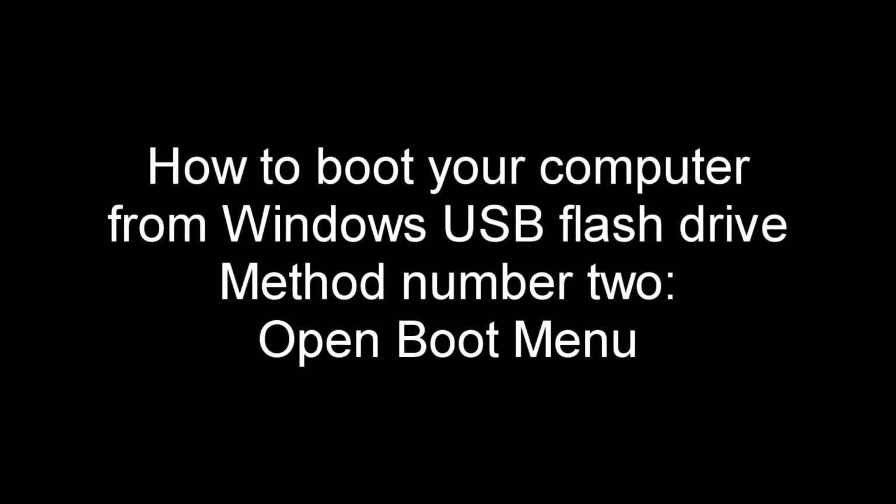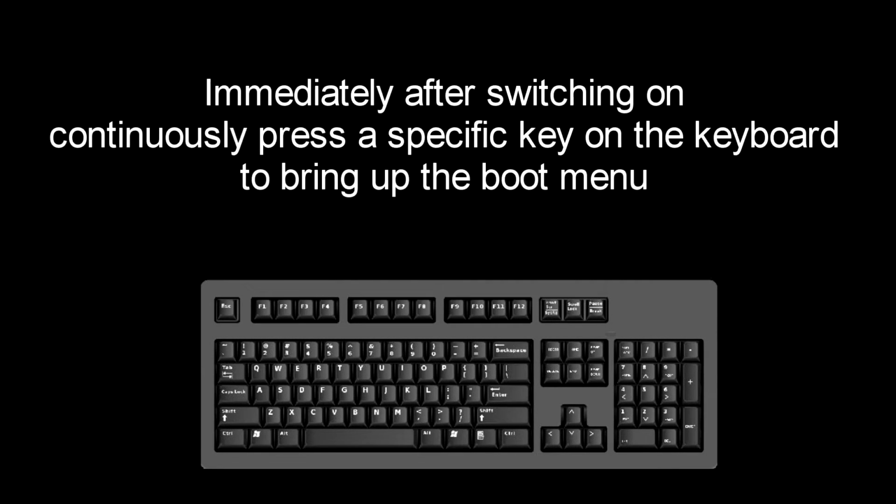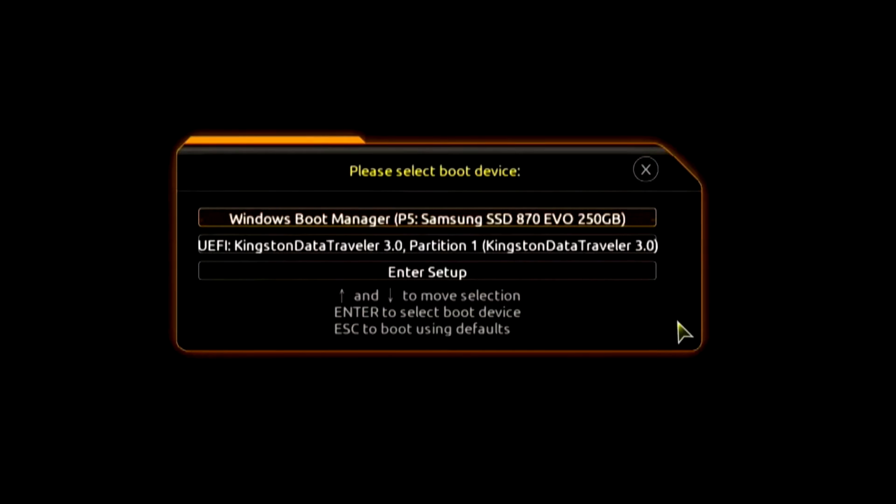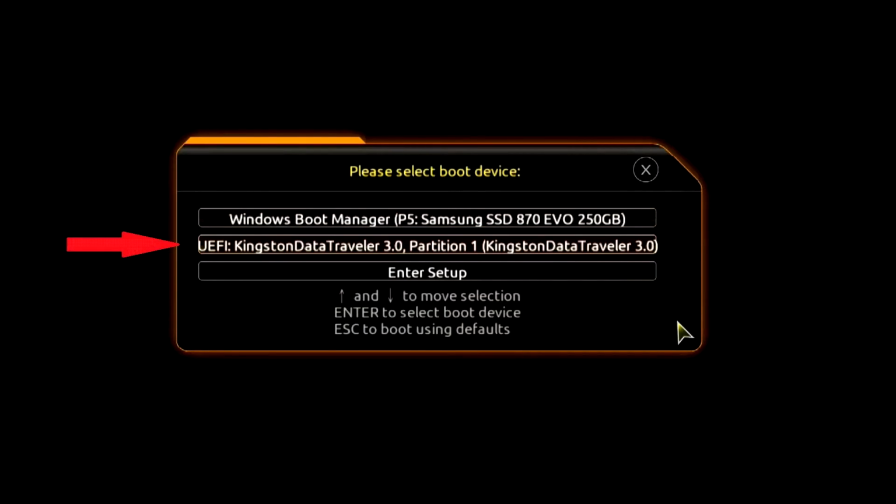The BIOS looks different on different devices, and if you are unable to change the boot priority, you can use the boot menu. To do this, immediately after the start of the reboot, constantly press the key to call the boot menu. I have this key F12, you can have F8, F9, F11, F12, or some other key. Find your bootable USB flash drive in the boot menu. Press Enter.